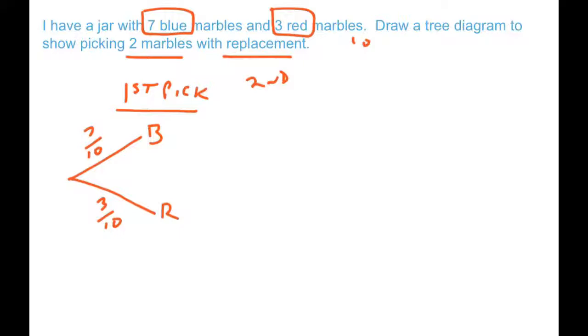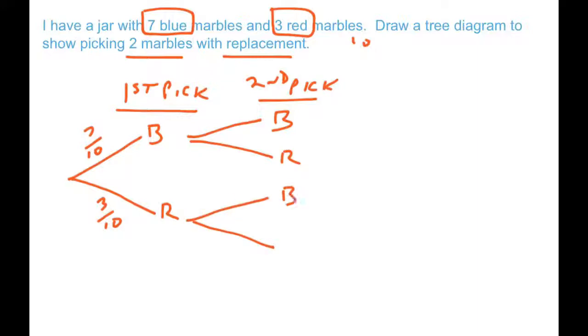Alright, now I'm going to label second pick. So if I pick a blue first, and I replace that blue marble, I can still pick a blue marble or a red marble. If I choose a red marble first and I replace it, on my second pick, I can still choose a blue marble or a red marble. Since I replaced the marble after the first pick, I still have 7 out of 10 marbles that are blue, 3 out of 10 that are red, 7 out of 10 that are blue, 3 out of 10 that are red. Okay, so the probabilities are not changing.